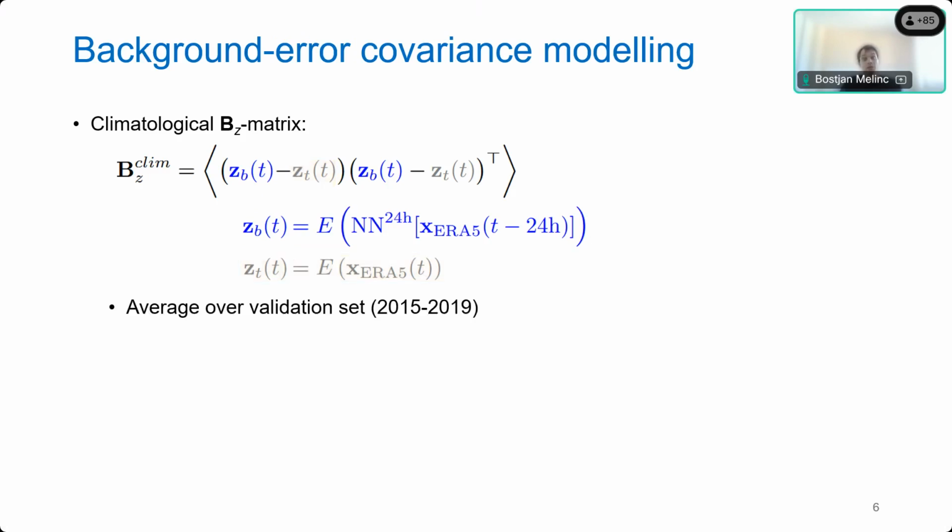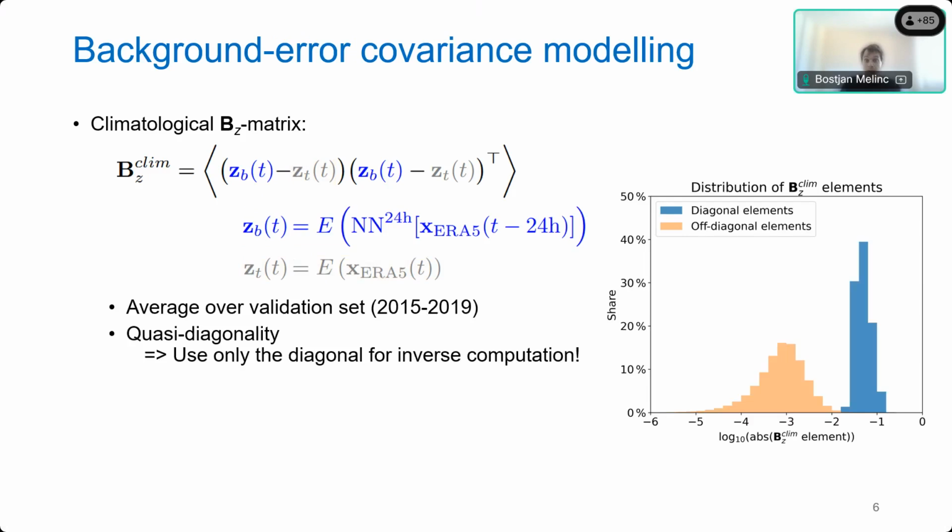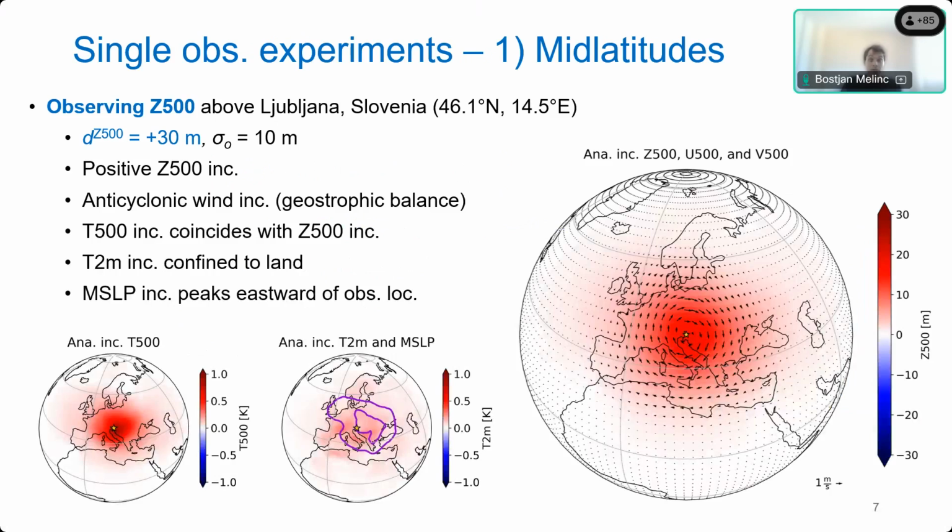And then we average out this outer product over 5 years of data, and what we get is a B matrix, which is quasi-diagonal, which is great, because this allows us to only use its diagonal for inverse computation, which vastly speeds up the entire process. And let's have a look at some results that we get with this B matrix.